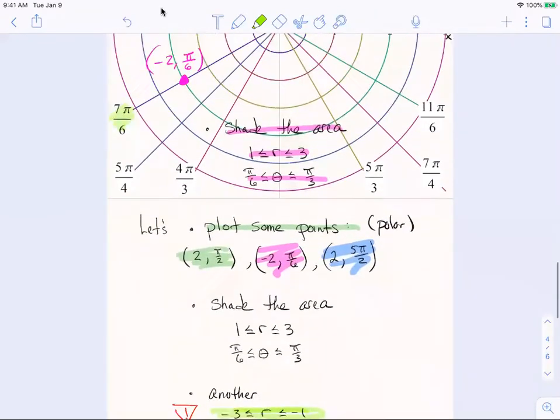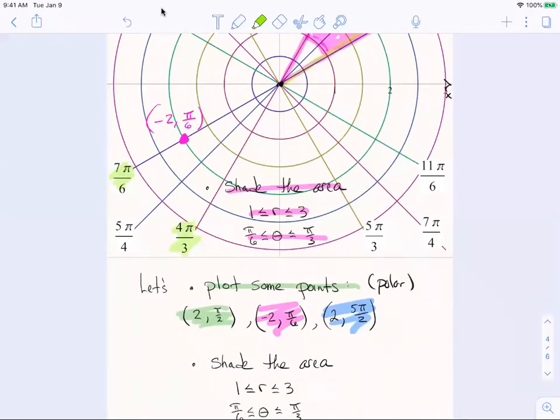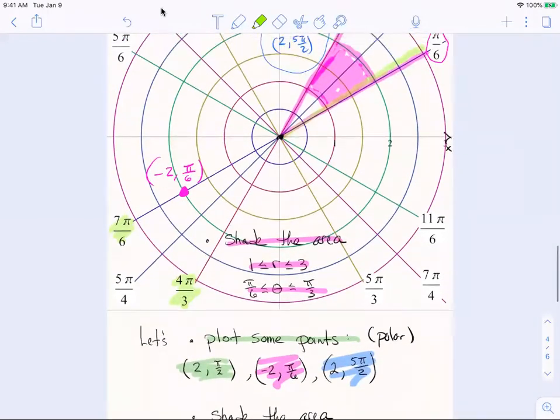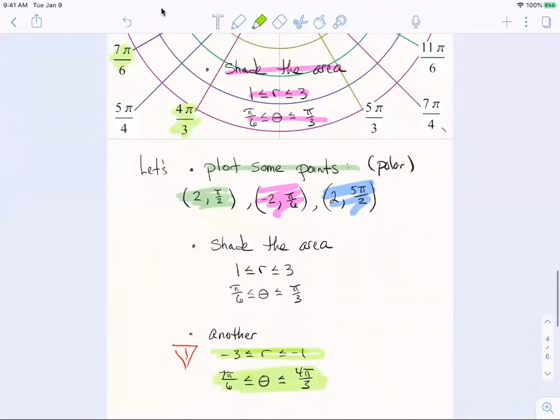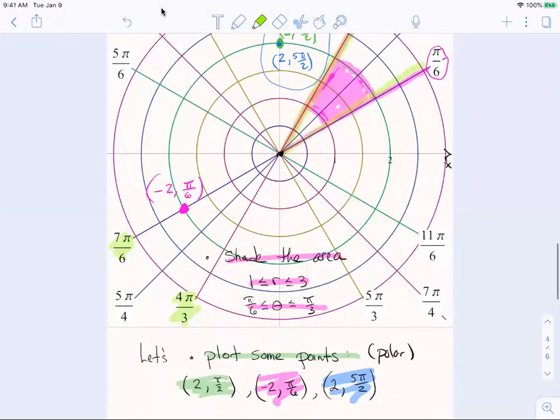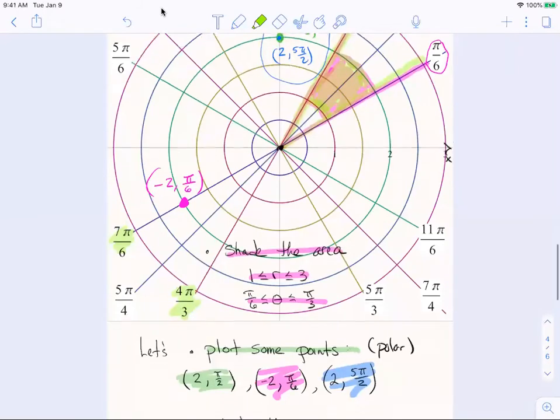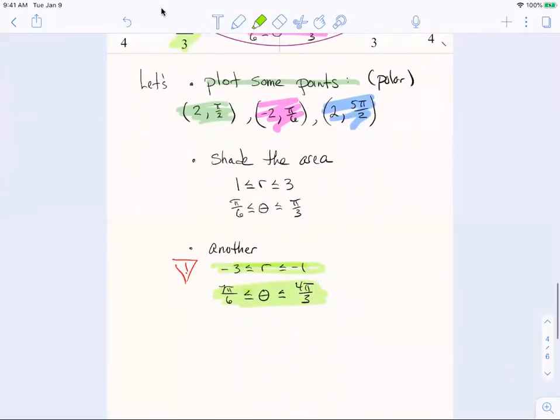Likewise, 4 pi over 3. 4 pi over 3 is right there. I just colored it. But I'm going to go the other way because of the negative radii. So I've already accounted for the opposite direction. So now I swap out r is between 1 and 3. r is between 1 and 3 because we've already accounted for the directions. And so you can see that this region, it's actually the exact same. It's actually the exact same region. Why is that true? Because of this negative radii.